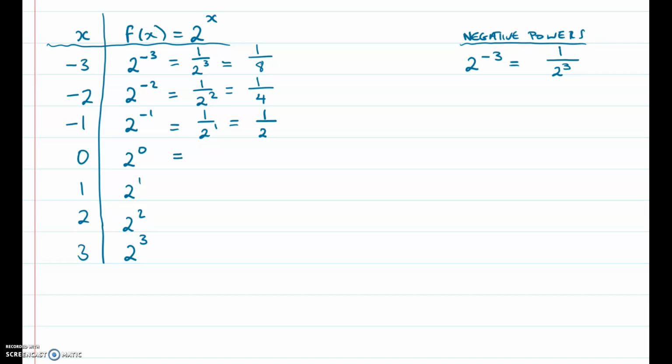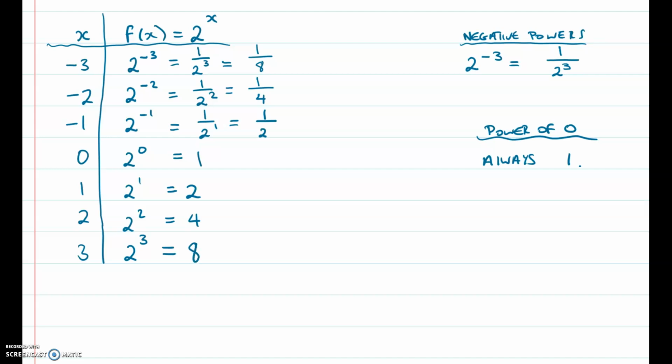Now, the power of 0. If we think about a power of 0, what's a power of 0? Well, a power of 0 is always just 1. And there may be one exception to that, 0 to the power of 0, but we're never actually going to worry about that one, so let's leave that alone for now. Other than 0 to the power of 0, anything else to the power of 0 is always 1. So 2 to the power of 0 is 1. 2 to the power of 1 is 2, 2 to the power of 2, 2 times 2 is 4, 2 to the power of 3 is 2 by 2 by 2, so 8.